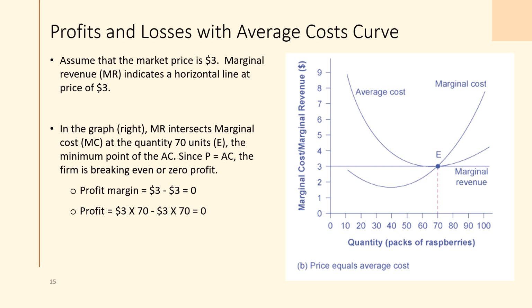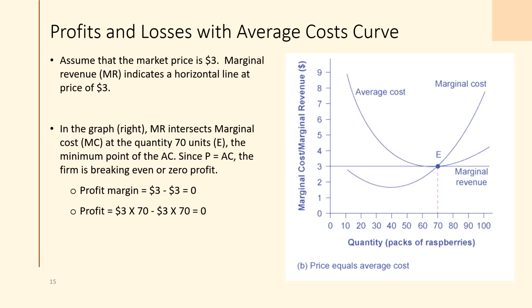Now let's consider the break-even case. In this situation, the market price is $3. The quantity where MR equals MC is 70 units. And at the profit maximizing quantity, average total cost is also $3. Again, we calculate the profit margin. Here it is 3 minus 3, which equals 0. So this means the firm earns 0 profit per unit.